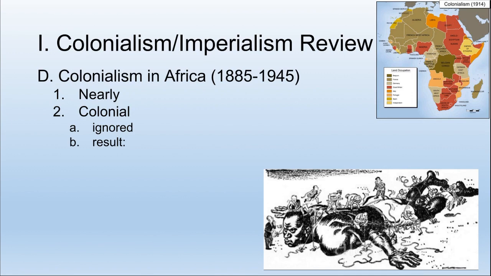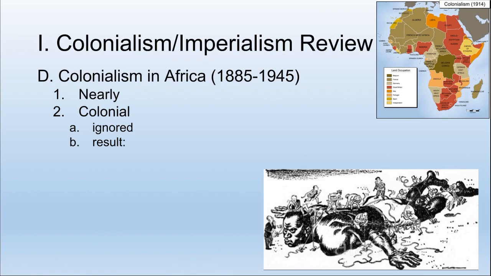That's with the exception of Ethiopia, which manages to maintain its independence until good old Mussolini comes along, and Liberia, which was founded in the early 19th century as a free state for former slaves to return to from the Americans. So despite the fact that we were still having a lot of slavery in our country, we thought that we'd make ourselves feel good by creating a colony for freed slaves to go to, the few.